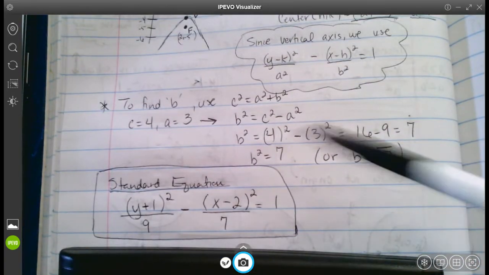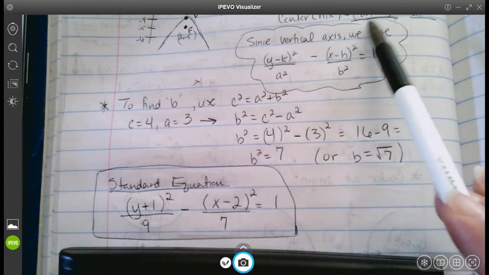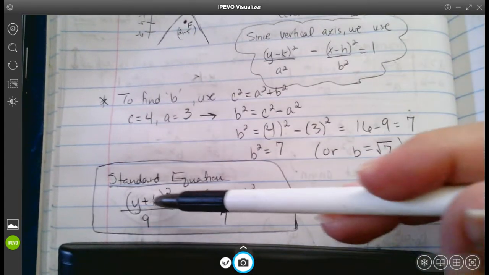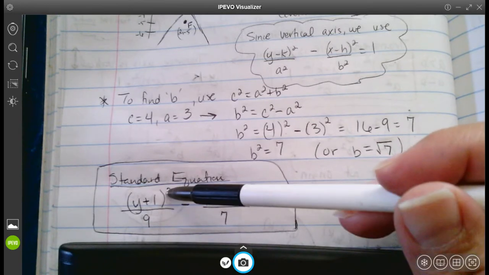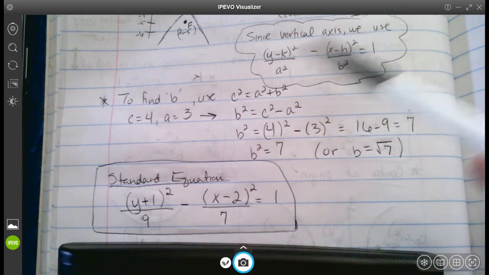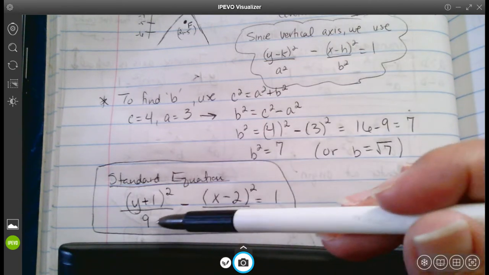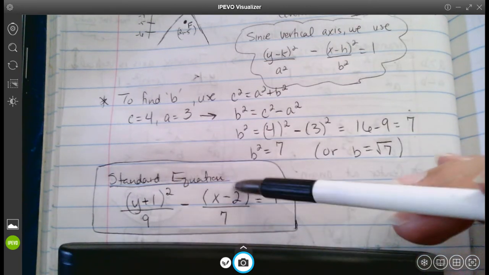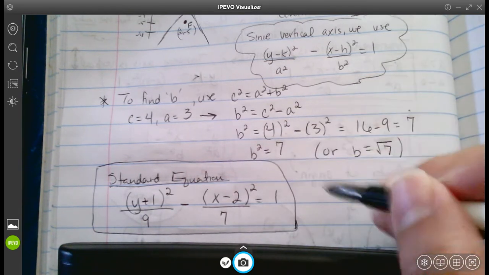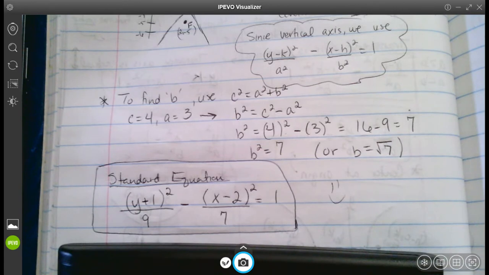I have my center was (2, -1), which again is right there. So that means I have plus 1 for the y because it's kind of the opposite, and minus 2 for the x because my x was positive 2. Plug in my a squared, which is 9, since 3 squared is 9, and then plug in my b squared, which again is 7, and that is it. Okay, that is it for the first one. Let's move on to the next one.